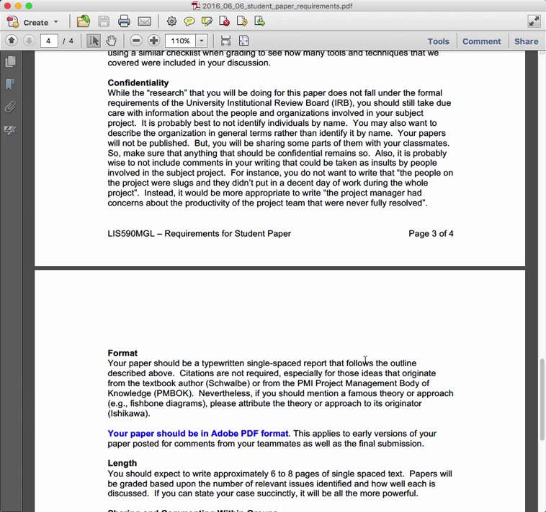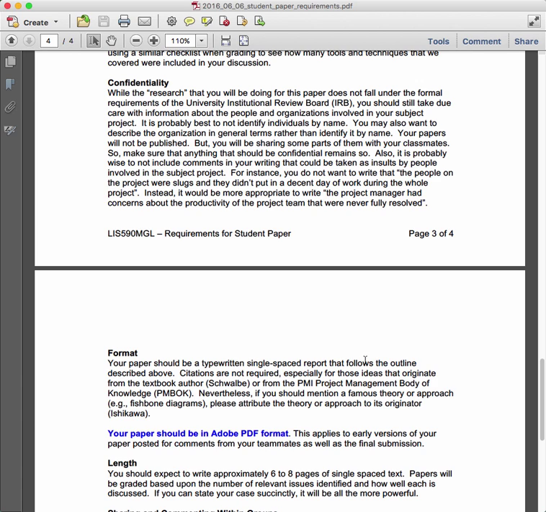Okay, we probably don't want to identify the people who we talk to by name or by title. We don't want to disclose anything that could be confidential, anything that people could find personally hurtful, okay?